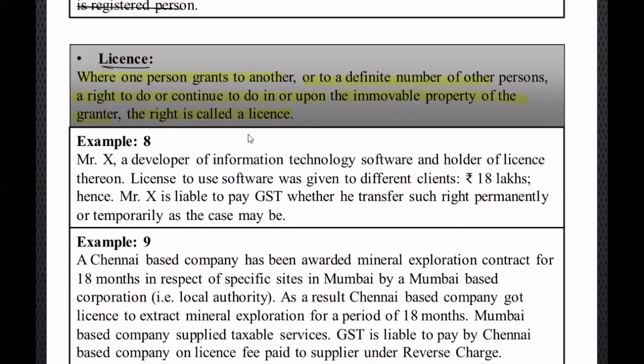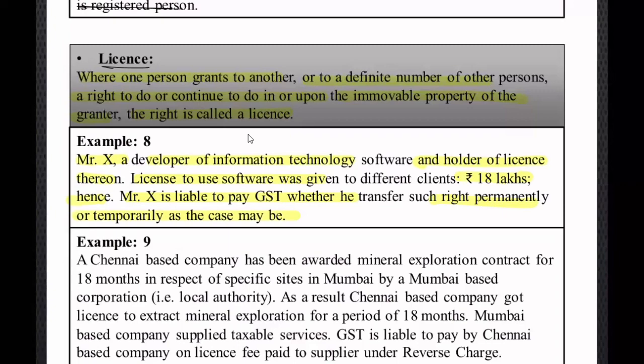So that is also considered as a supply. Now let's read the example. Mr. X, a developer of information technology software and a holder of license thereon, gave license to use software to different clients for 18 lakhs. Hence, Mr. X is liable to pay GST whether he transfers such right permanently or temporarily, as the case may be. Correct. So whatever he charged from total customers was 18 lakh rupees.